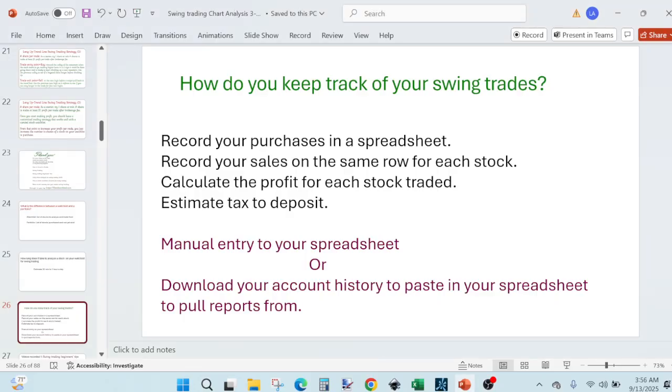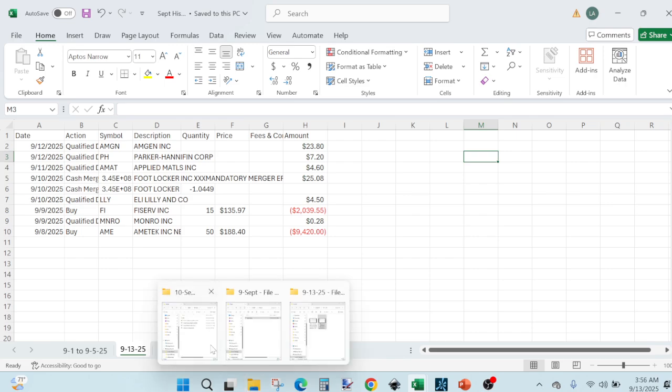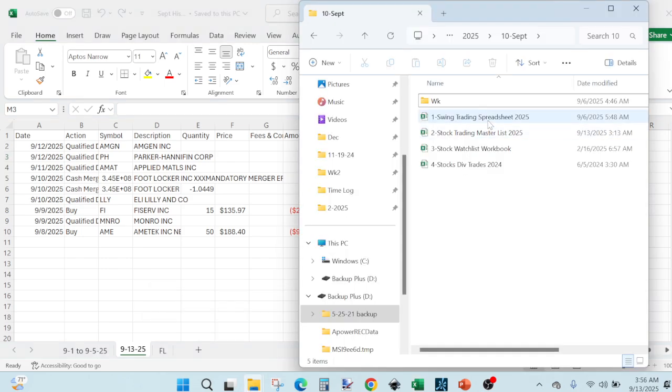Hello, how do you keep track of your swing trades? You can either pull the report from your account history in your brokerage account, if the brokerage is using the same technology, and you can pull it into your spreadsheet and then pull a report from it, but it'll depend on how you design your spreadsheet.